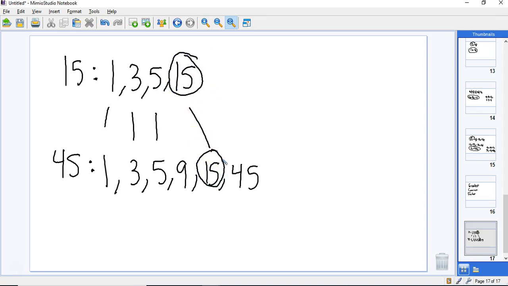If you notice, you cannot have a greatest common factor bigger than the smaller number out of the two. Okay? The biggest number it could possibly be is the smaller number. So keep that in mind, class.